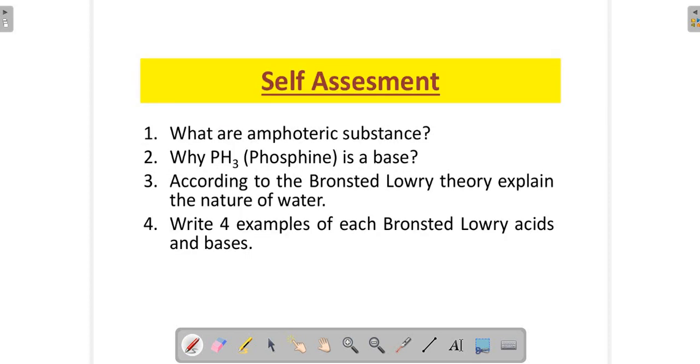Now here are some questions for your assessment. What are amphoteric substances? Biphosphine is a gas, and according to the Bronsted-Lowry theory, explain the nature of water and write any 4 examples each of Bronsted-Lowry acids and bases. You can do these exercises to improve your knowledge, and these questions can be asked in your examination, and a lot of MCQs can arise from here.